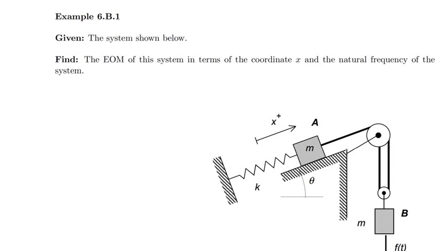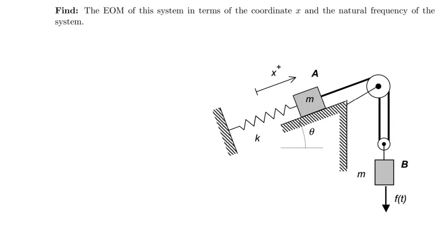Alright, so in this example we have this rather complicated little system shown below, and we're asked to find the equation of motion for the system in terms of the coordinate x and also to find the natural frequency of the system. So in this regard, as we do in most equation of motion problems, we're going to want to draw a free body diagram for each particle in the system.